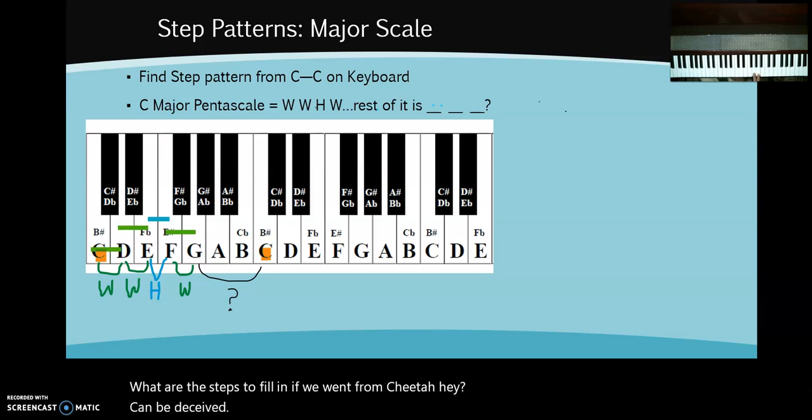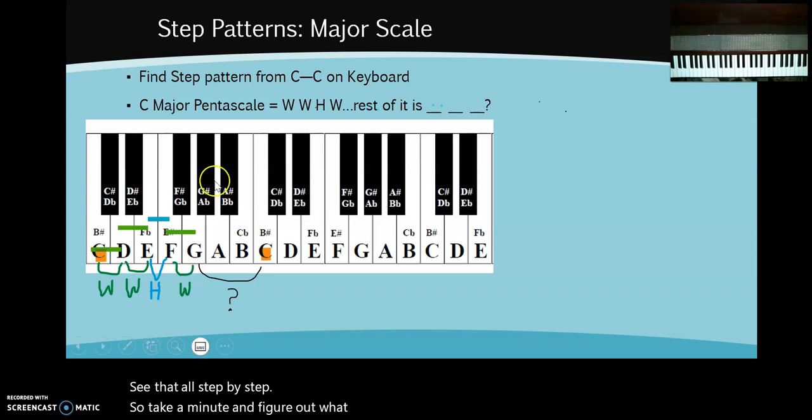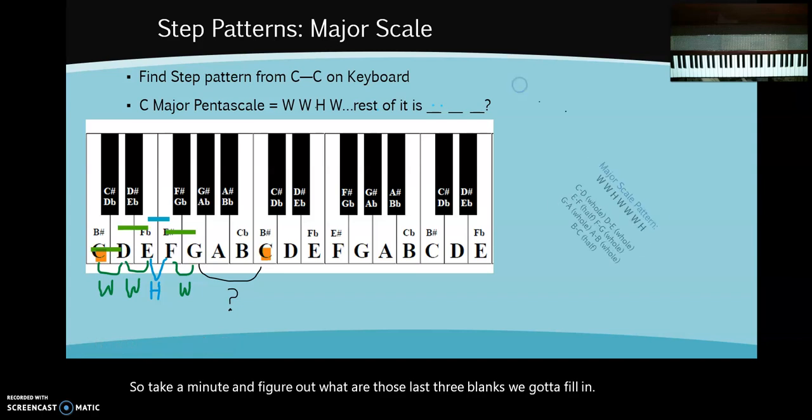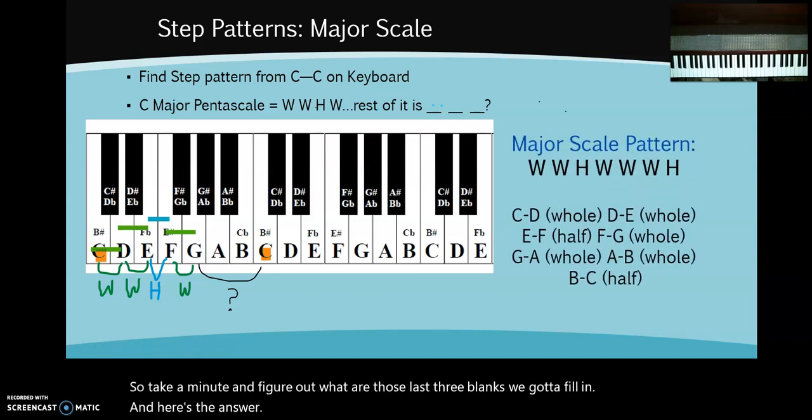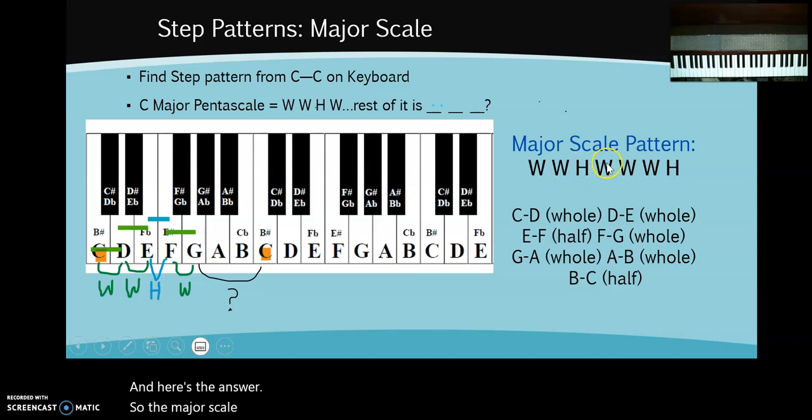G to A, is that a whole step or half step? A to B, is that a whole step or half step? B to C, is that a whole step or half step? So take a minute and figure out what are those last 3 blanks we gotta fill in. And here's the answer. So the major scale pattern is whole, whole, half, whole, and the rest of it is whole, whole, half.